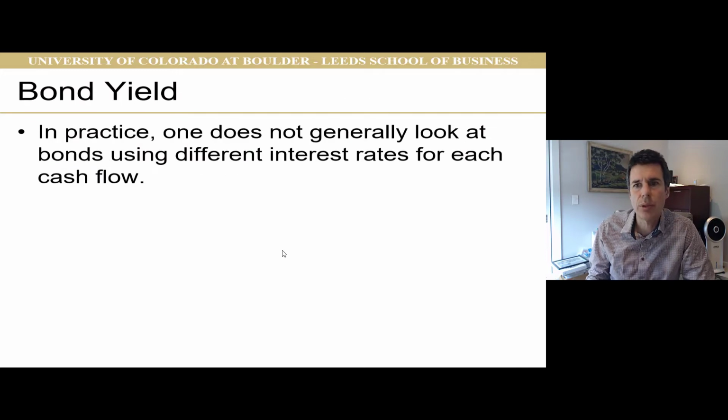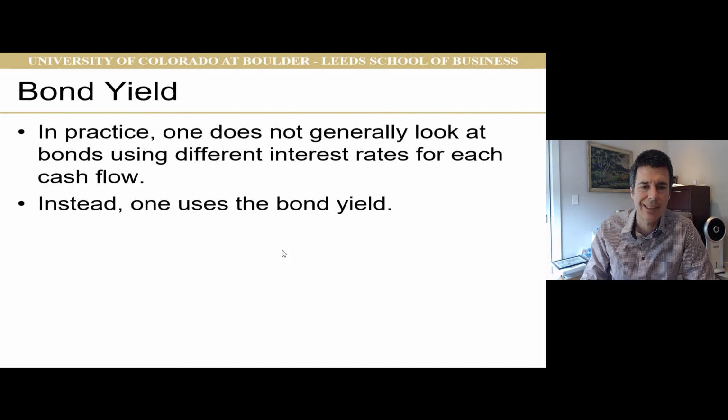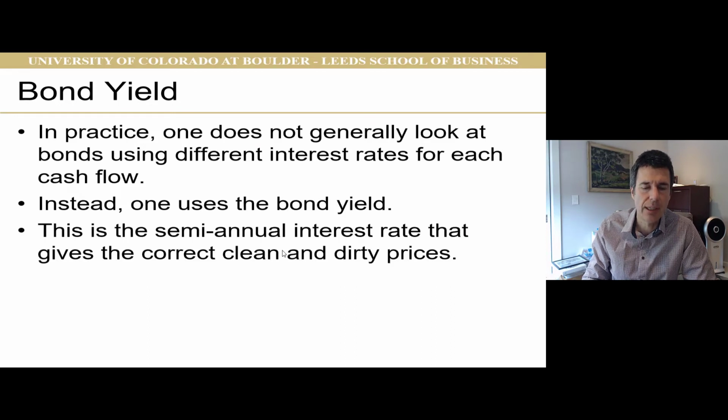So in practice, one does not look at bonds using different interest rates for each cash flow. Instead, one uses the bond yield. So this is the semi-annual interest rate that gives the correct clean and dirty prices for the bond.